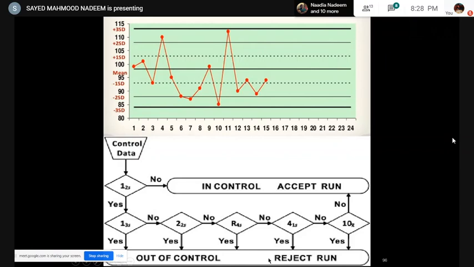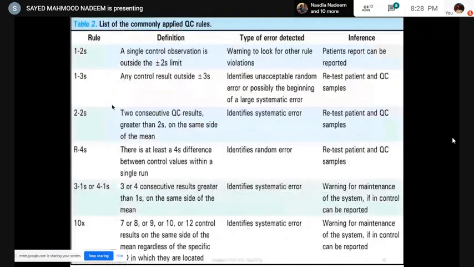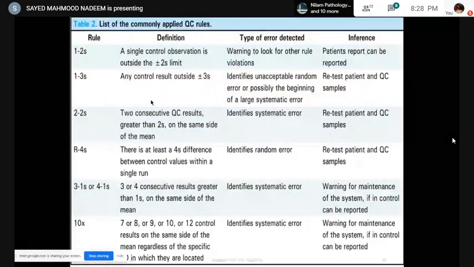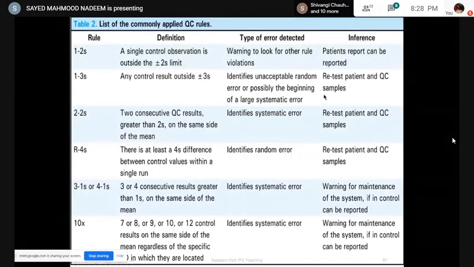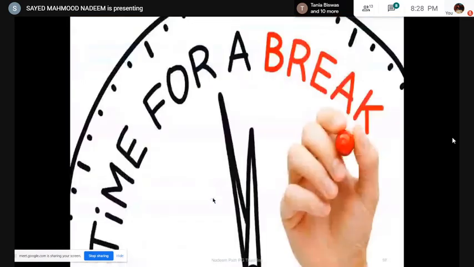This is a very good table which is very handy for everybody. It gives you the rule, the definition, the type of error, and what you need to do, whether the patient report can be released or it should not be released. I'm not going to read through this. It will be available in the PDF, so you can go through it. So we will stop here because now we are done with the Westgard rules.